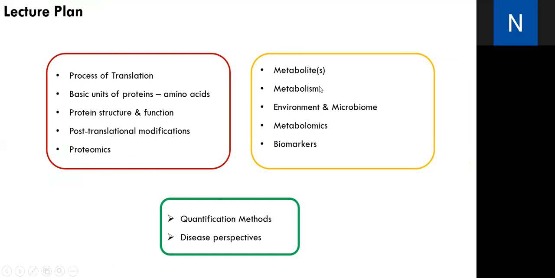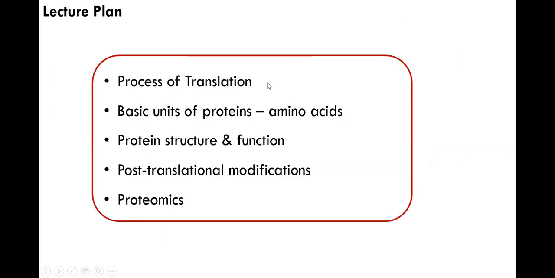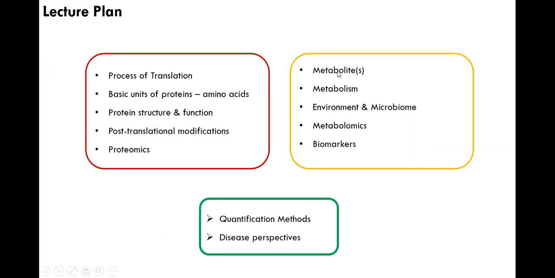In the second part, I will discuss more on metabolomics, where we will talk about different metabolites that we have already observed, primary and secondary metabolites, and the importance of metabolism, catabolism, and anabolism. A little bit more on why the branch of metabolomics exists, and briefly we will talk about quantitative methods and then disease perspectives of proteomics and metabolomics.